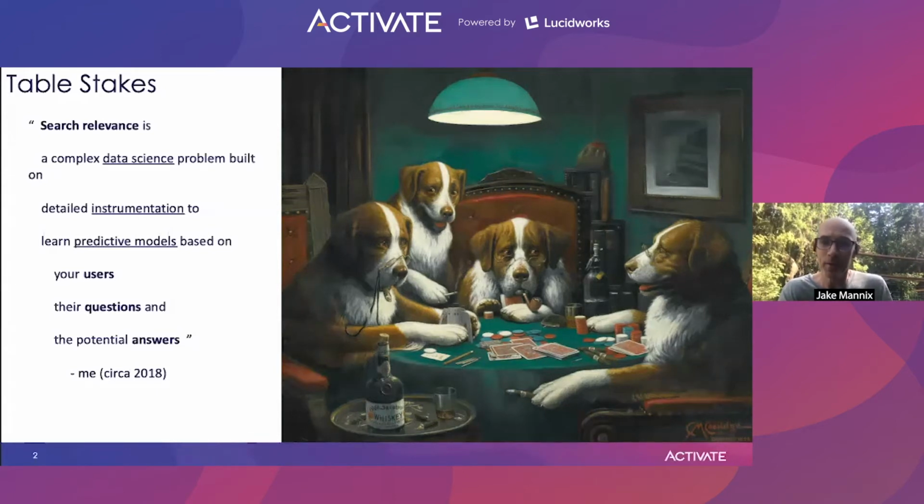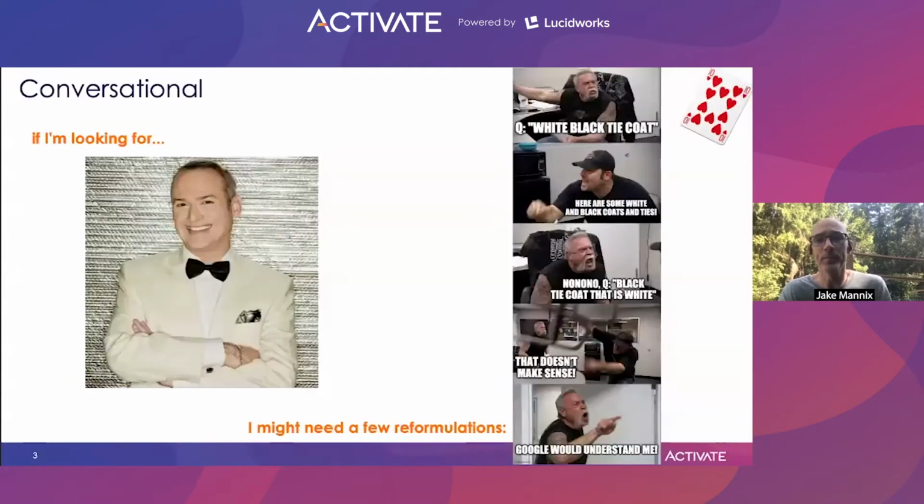So jumping in, for search to be smart, it must be conversational. And by this, I mean something very specific. A search session is not typically a single query and a single set of responses. If I'm looking for white black tie coat, i.e. a white dinner jacket for a formal black tie event, and you issue that to an untuned Lucene Solr-based system, you're likely going to be disappointed by the first results.